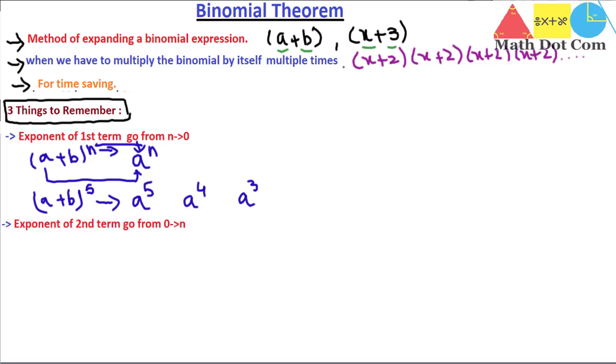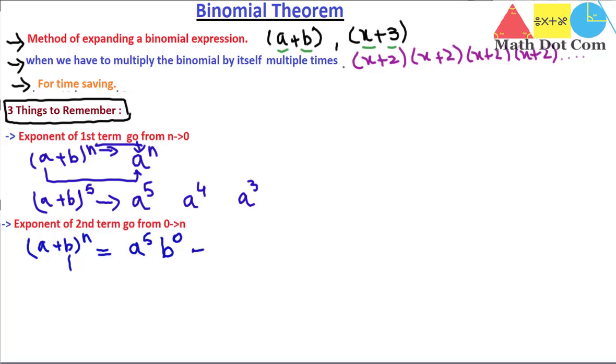The second thing is, the exponent of the second term goes from 0 to n. What does it mean? Let's see. We have a plus b power n and we are going to expand it using the binomial theorem. As we have seen in the first thing, the first term's exponent starts at 5. Now what will be the exponent of the second term? Its exponent will go from 0 to n. And 0 to n is what? 5. If it's 5, then it will go from 0 to 5.